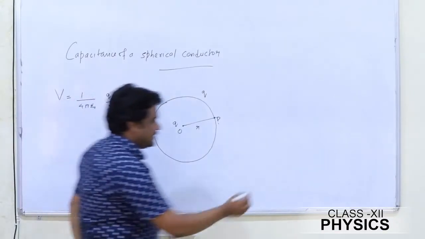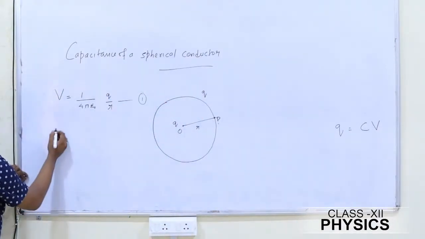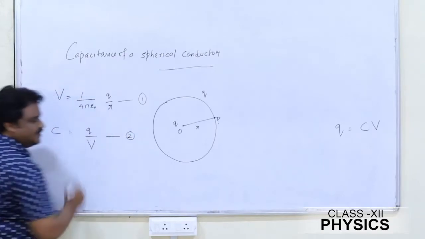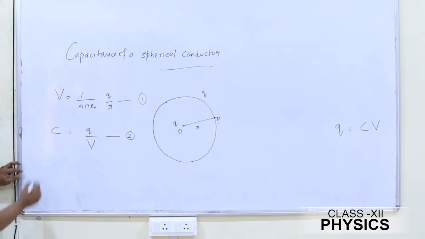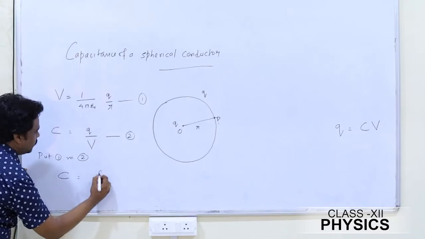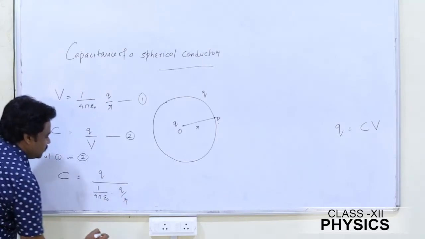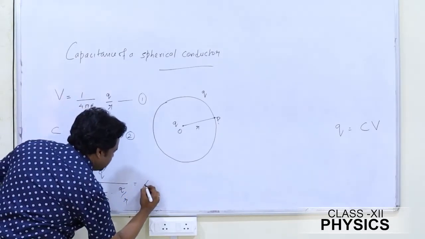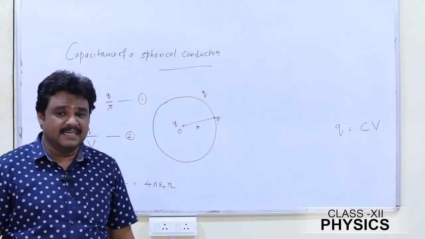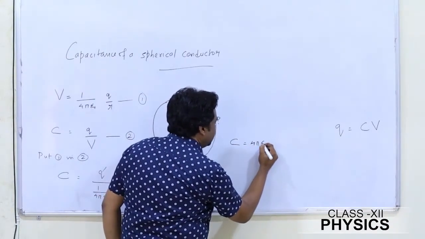Now, what is the formula for capacitance? Already I said, Q is CV. So, C can be written as Q by V, and I am going to mark it as equation number 2. So, I can put 1 in 2. C is equal to Q divided by 1 by 4 pi epsilon naught Q by R. So, Q cancels off, and what I get is 4 pi epsilon naught R. So, the capacitance of a spherical conductor is 4 pi epsilon naught R. This is our final expression for the capacitance of a spherical conductor.